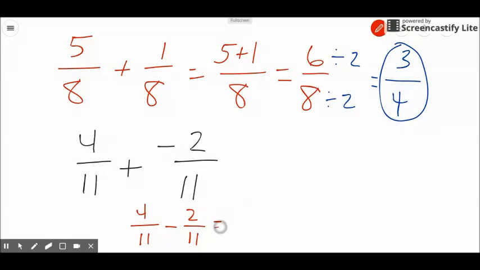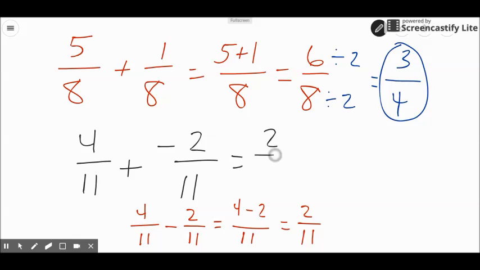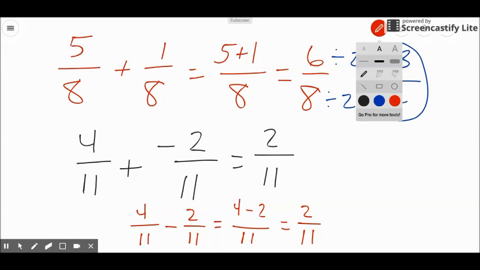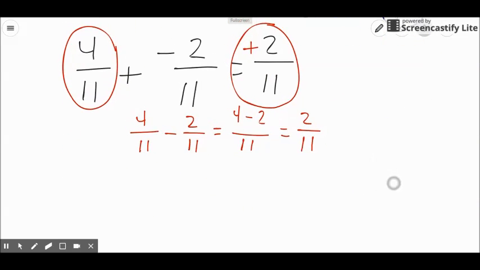Subtracting fractions is just like adding them. My denominator, as long as it is common, stays the same. And all I need to do is subtract the numerators. 4 minus 2 is 2. So I get 2/11. Now, what I need to check is to see if my answer will be positive or negative. So I'm going to look for the bigger number without the negative. I'm going to compare 4/11 and 2/11. I know that 4/11 is bigger than 2/11, so my answer is going to be positive 2/11. We followed the same steps that we did when we used integers, except now we're using fractions.